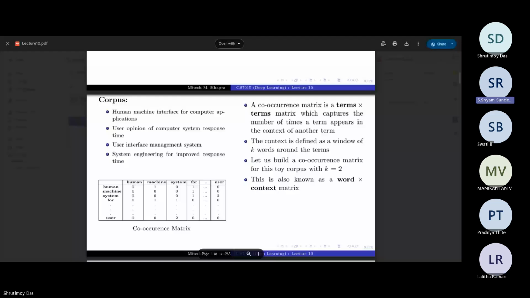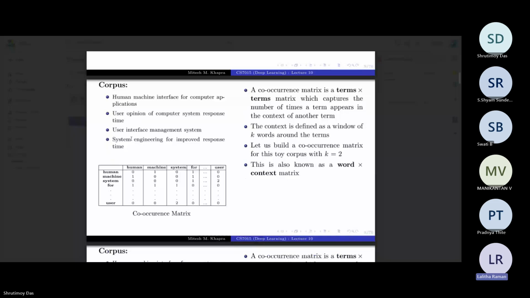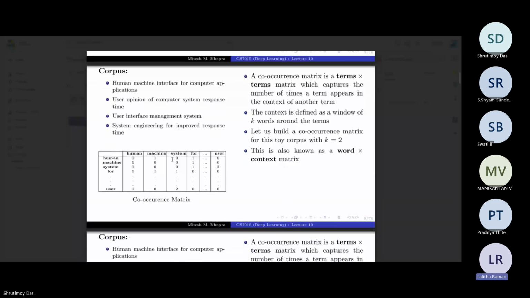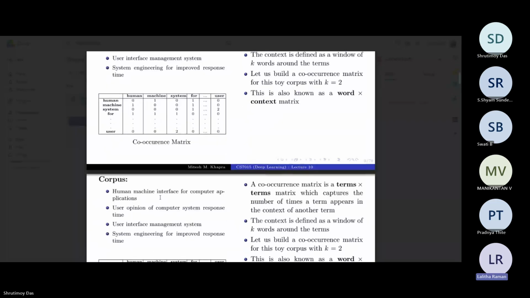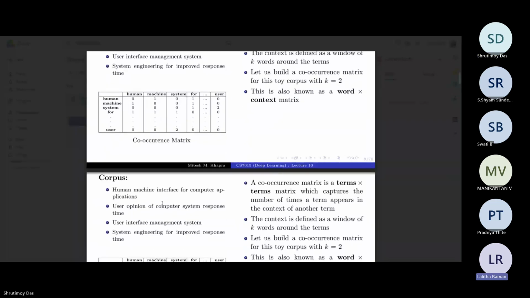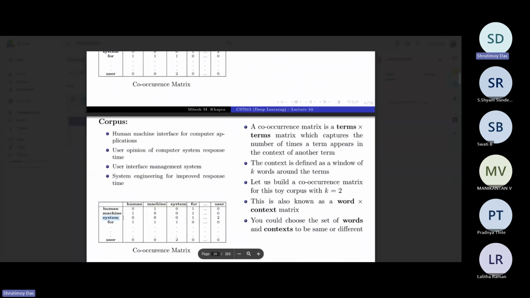Corpus, human machine interface. I have it written in my notebook, I'll just read it out. Say for human, zero. Then for system and user, if you see, the count is written as 2.